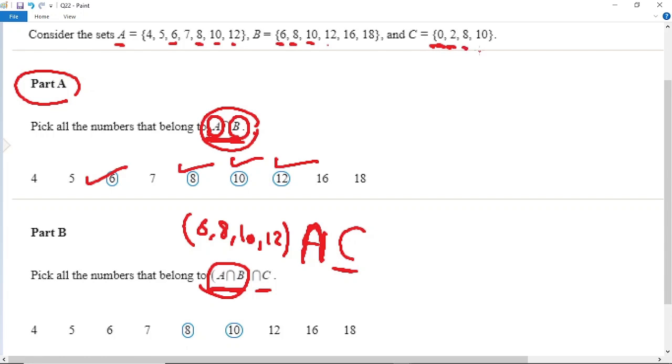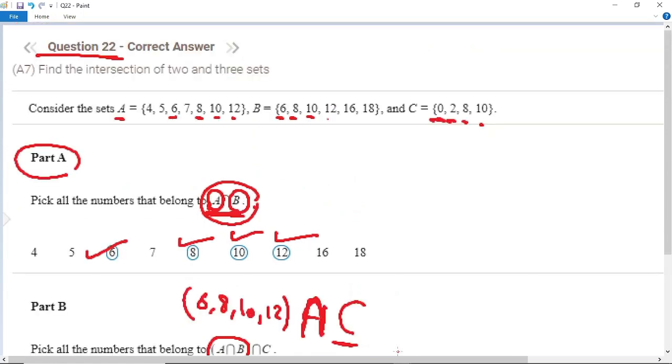C is 0, 2, 8, 10. Okay, let's see which number is there. I have 6. No, it's not in C. 8 is in C, that means 8. And 10 is also included in C, so this is the answer. Okay?